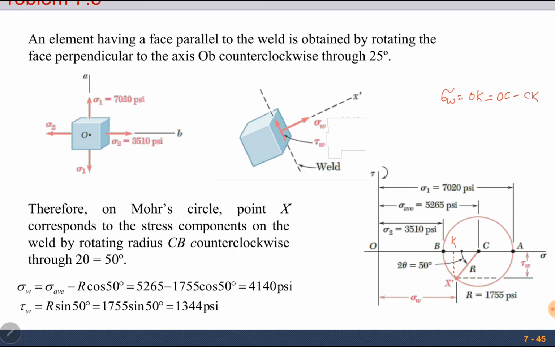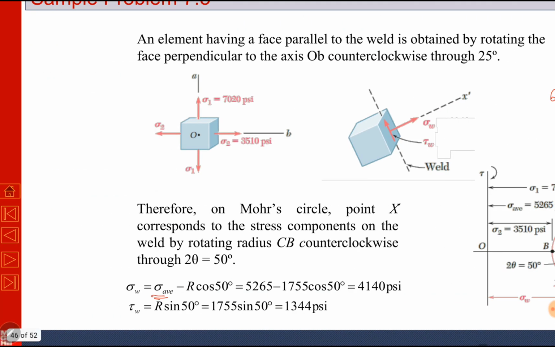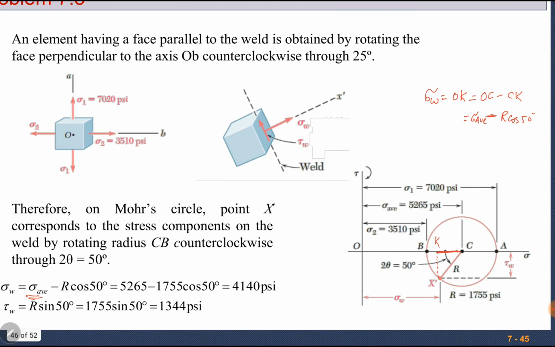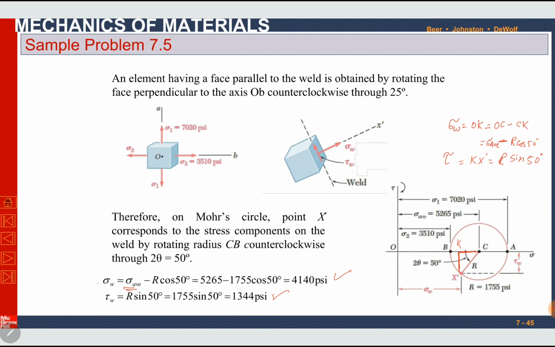minus CK. OC is sigma average and CK in this triangle is R cosine of 50 degrees. R is radius, already known to us. In the previous slide we have calculated radius. Okay, sigma W can be calculated from here. Tau W is simply KX dash, the perpendicular of this triangle, which is R sine of 50 degrees. Angle is 50 degrees. So by putting all the values, we can find sigma W and tau W here: normal stress, or stress perpendicular to the weld, and stress parallel to the weld. This was asked in the problem.